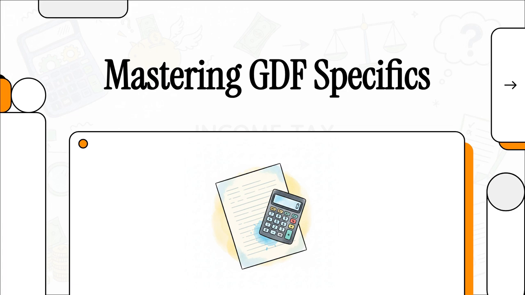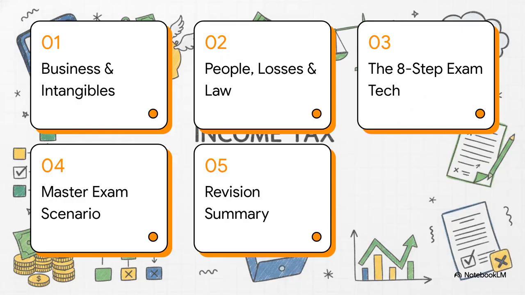Okay, let's dive right into this. Here's our roadmap for today. We're going to kick things off with business and intangible transactions, and then jump into people, losses, and legalities. From there, we'll unpack a bulletproof 8-step exam technique, test it out on a master exam scenario, and then wrap the whole thing up with a rapid-fire revision checklist.